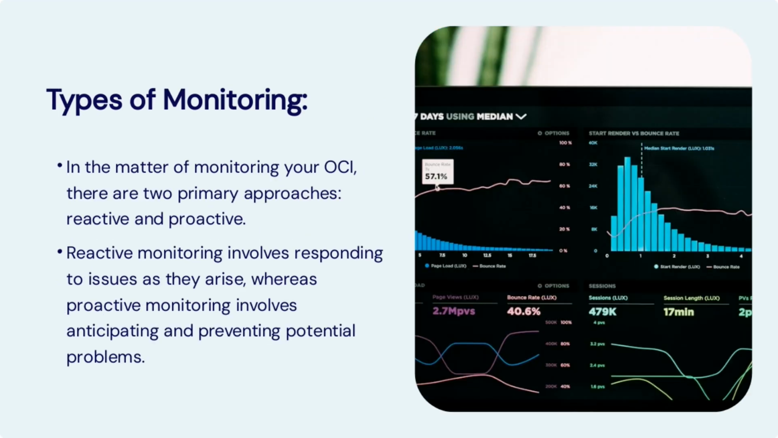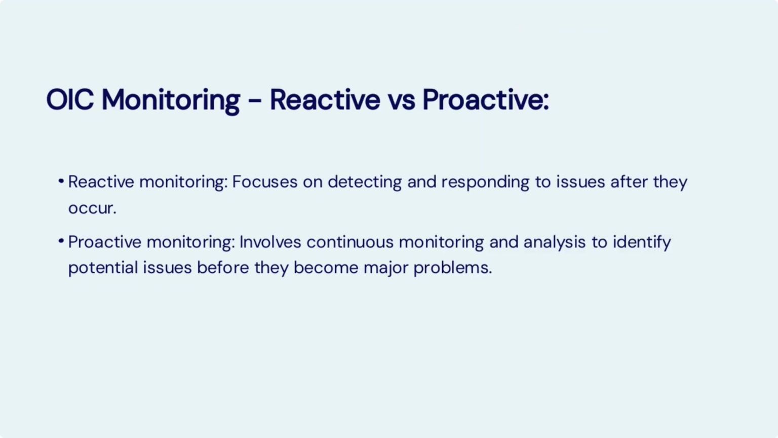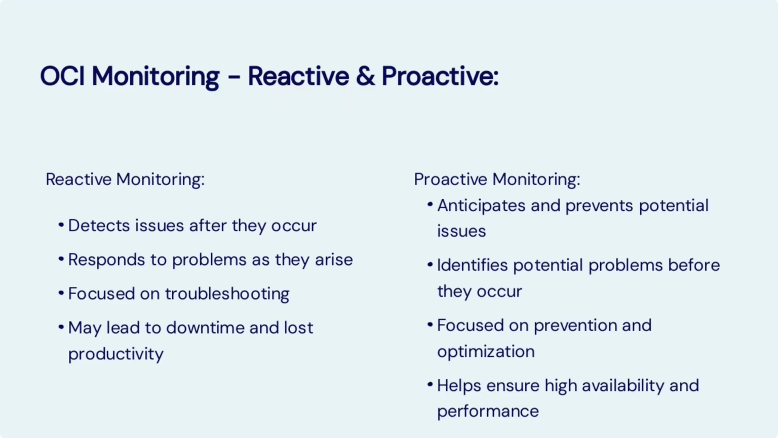When it comes to monitoring your OCI, there are two primary approaches: reactive and proactive. Reactive monitoring involves responding to issues as they arise, whereas proactive monitoring involves anticipating and preventing potential problems. Reactive monitoring focuses on detecting and responding to issues after they occur. On the other hand, proactive monitoring involves continuous monitoring and analysis to identify potential issues before they become major problems. Reactive monitoring is primarily troubleshooting-oriented, but may lead to downtime and lost productivity. On the other hand, proactive monitoring anticipates and prevents potential issues, identifies problems before they occur, and is focused on prevention and optimization. It helps ensure high availability and performance.